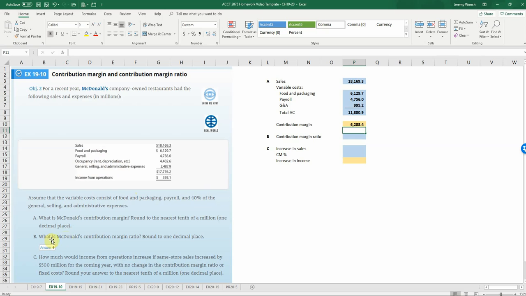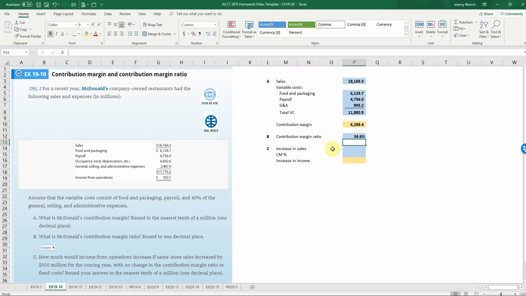Part B asks us for the contribution margin ratio, and that is simply our contribution margin divided by our sales. So 34.6%. That means for every dollar that we sell, 34.6 cents is going to go towards our fixed costs and towards our profit.